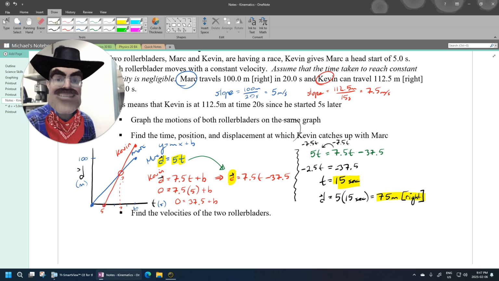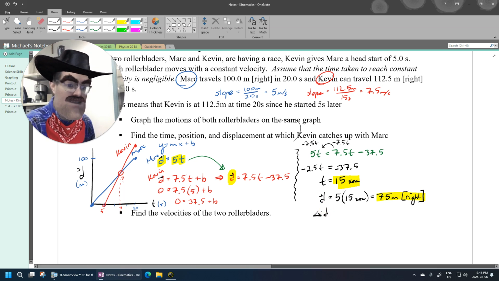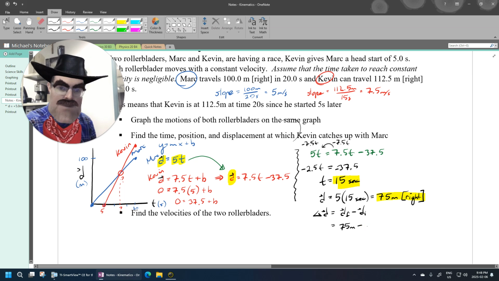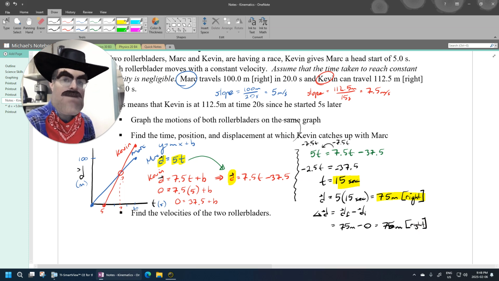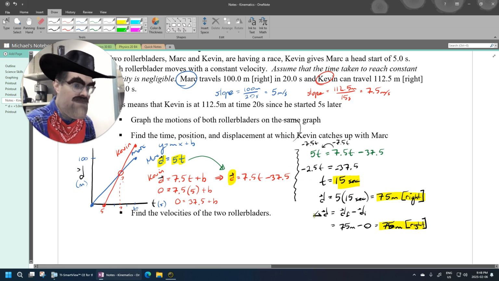Now, if you want to find their displacement, like the delta D part of this, you're just going to take your final minus your initial positions. And, well, it's our final position. This is the one we found right here. This is technically our final. It's 15 seconds later. So it's 75 meters. And minus my initial position. Oh, we just started at 0. So my displacement is 75 meters to the right. There we go. Not too bad. That's my displacement.